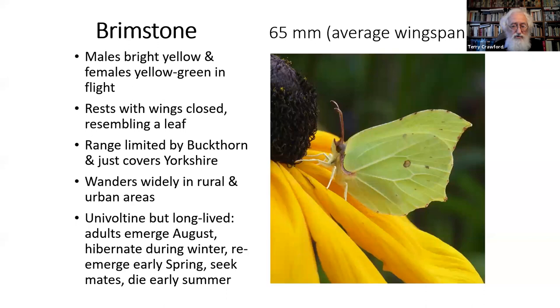Now, univoltine means one generation a year, one cycle of breeding. Some butterflies have two generations a year, in which case they'll be called bivoltine, or even trivoltine if they have three generations a year. So we see the brimstones twice. We see them now, and then once we get into the summer, they will disappear, and then they'll reappear again late summer, early autumn. But what happens to the autumn ones is that they go into hibernation, and then they reappear about now, breed, lay their eggs. So there's only one cycle of breeding. In other words, there's only one generation, even though we see them twice per year.